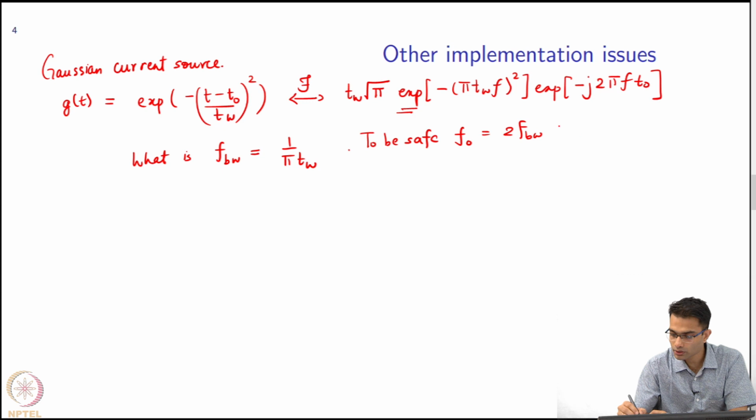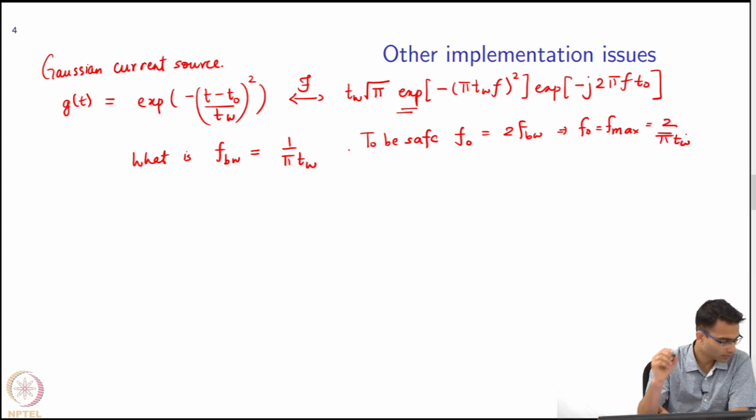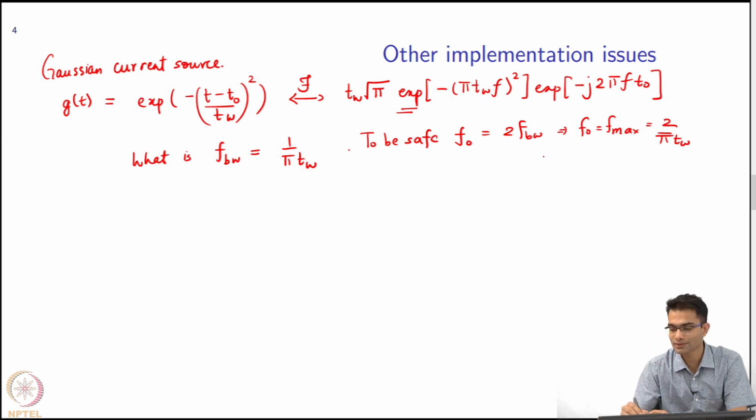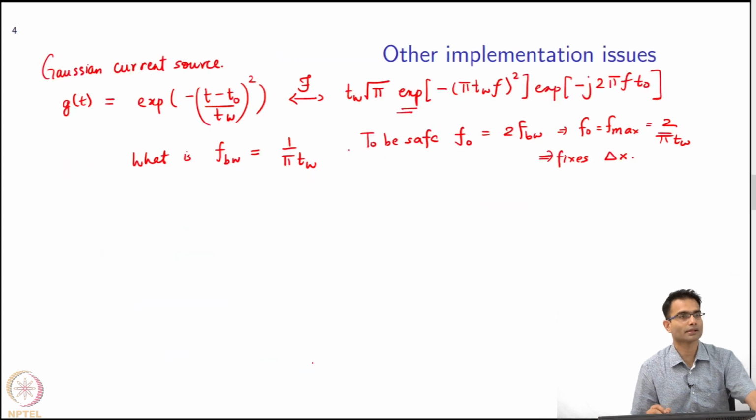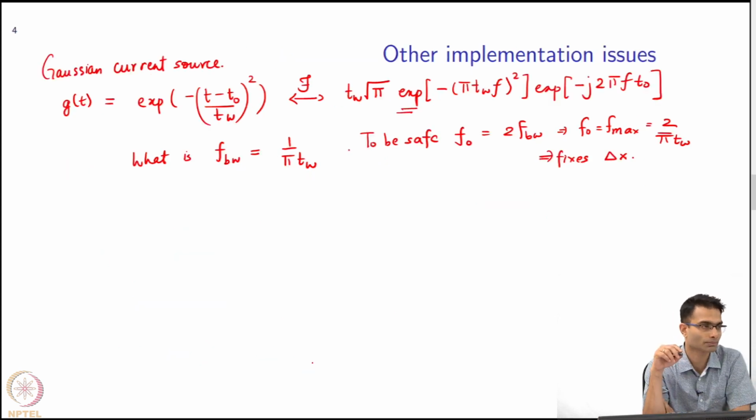So, that implies that f max, so this f naught is equal to my f max, that is equal to 2 by pi TW, okay. So, this is my maximum frequency and indirectly, this fixes delta x, right, just as we did over here. Once I fix my f naught, I get my delta t, I use the Courant parameter to fix delta x, okay. So, this is just an example.